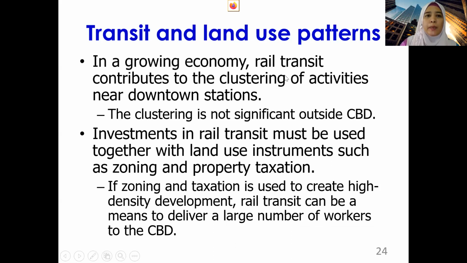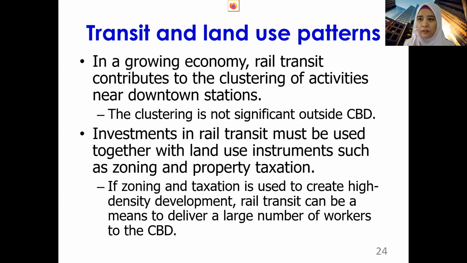Now, what about land use patterns? In a growing economy, rail transit contributes to the clustering of activities near downtown stations. Agglomeration, cluster. The clustering is not significant outside the CBD. Investments in rail transit must be used together with land use instruments such as zoning and property taxation. That's why you cannot leave rail transit directly to the market to determine.